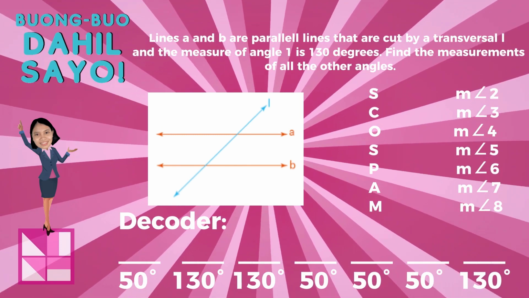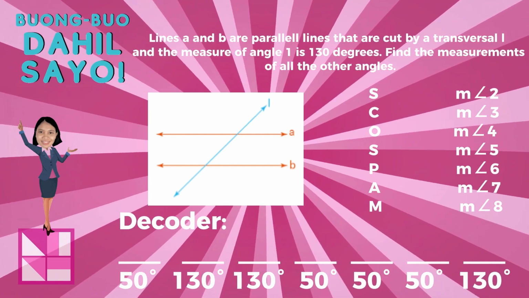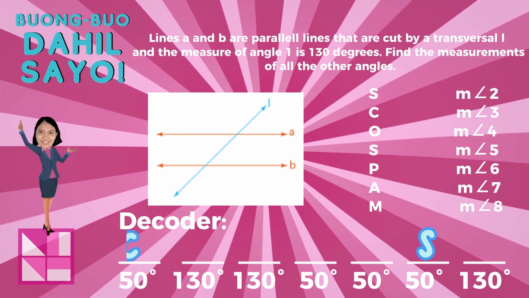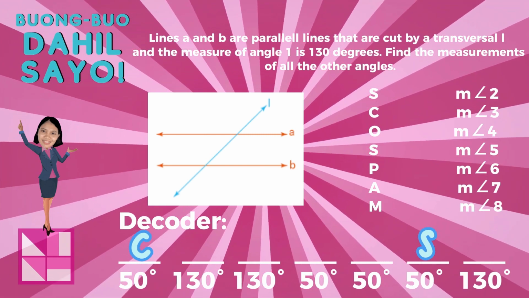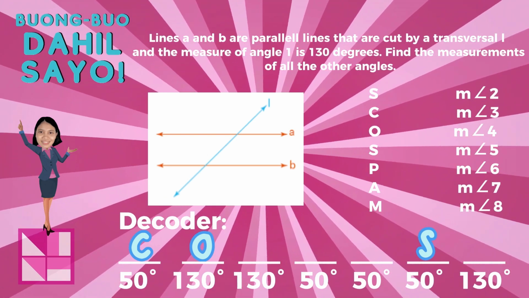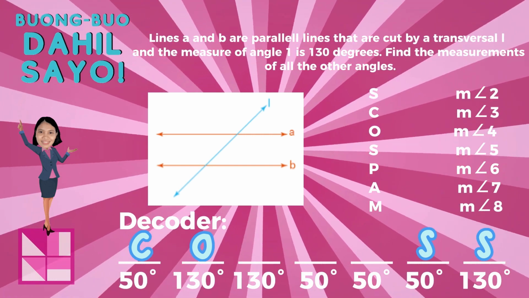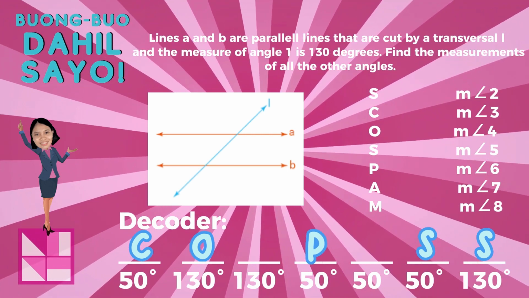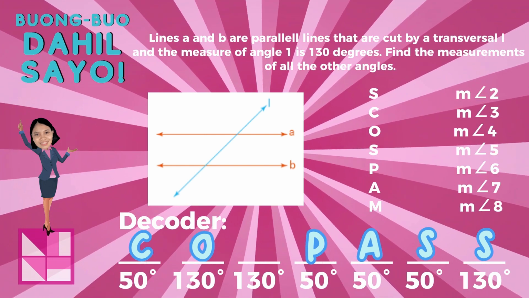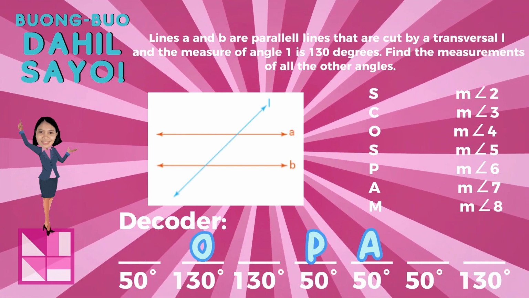Time is up. Let us now check your answers. For S, angle 2 is 50 degrees. For C, angle 3 is 130 degrees. For O, angle 4 is 130 degrees. For another S, angle 5 is 130 degrees. For B, angle 6 is 50 degrees. For A, angle 7 is 50 degrees. And for M, angle 8 is 130 degrees.